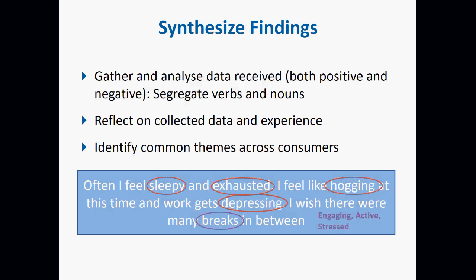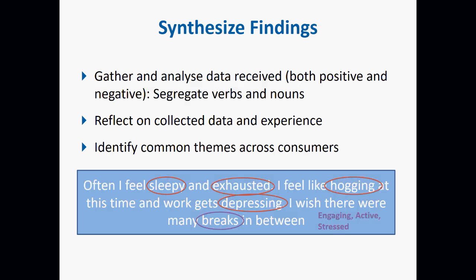I need more breaks. Sometimes you may not even get this data, but based on the way you interacted with the consumers and the way the consumers were giving the information to you, you can make out a few more nouns. Things like they didn't feel much engaged. There was a lot of stress that the employees were facing probably, and they were not active always. There were moments when people were very tired. So some other nouns can also be collected through this phase.